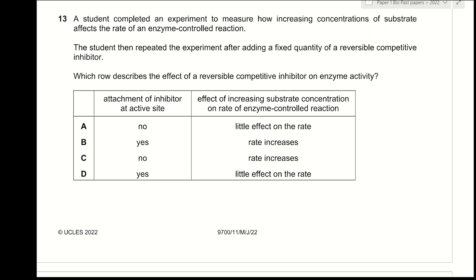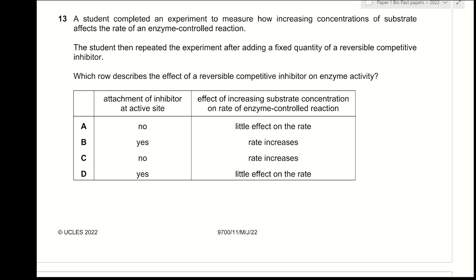Question number 13. A student completed an experiment to measure how increasing concentrations of a substrate affects the rate of an enzyme-catalyzed reaction. The student then repeated the experiment after adding a fixed quantity of a reversible competitive inhibitor. Which row describes the effect of a reversible competitive inhibitor on the enzyme activity?